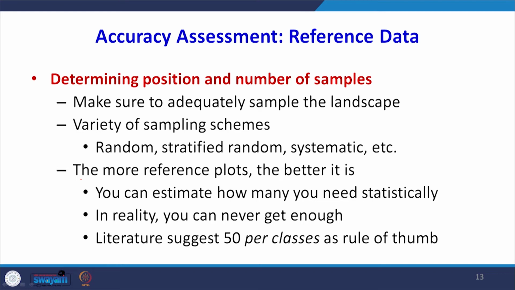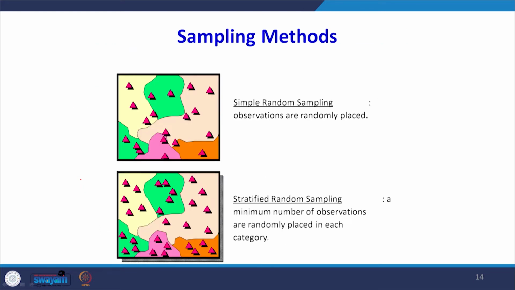The literature suggests different kinds of figures, from 20% to 50% of the area that should be covered by ground truth. So, these are the sampling methods, how you should go and collect the samples for accuracy assessment, or maybe for the supervised classification method where training data is required.